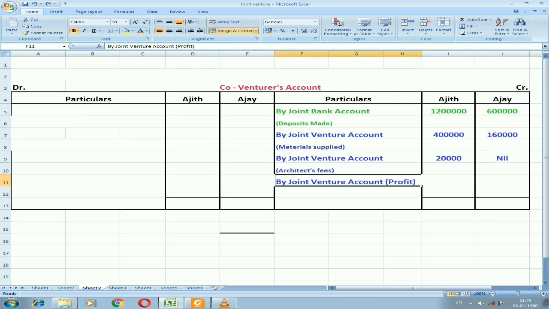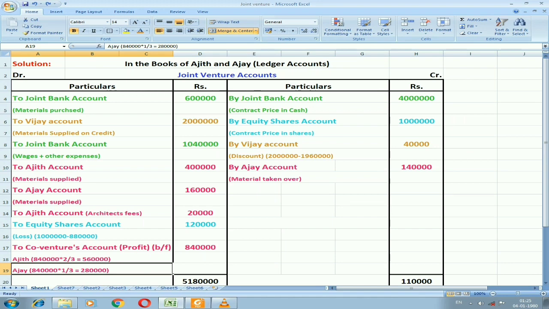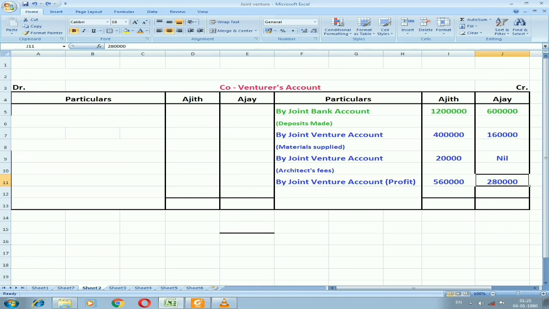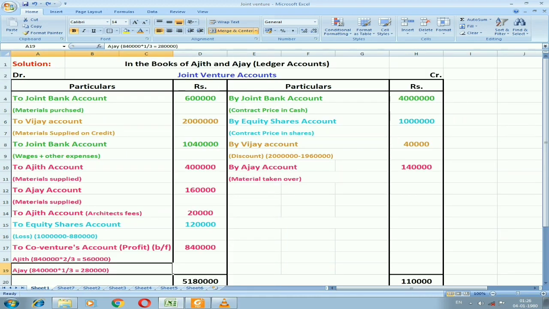By joint venture account profit, in the Ajit column 5,60,000, Ajay column 2,80,000. Apart from this, on the debit side of joint venture, we don't have any other entries related to co-venture. On the credit side, we have one, that is material taken over, in the Ajay column 1,40,000. Apart from that, we don't have any entries related to co-venture under joint venture account.